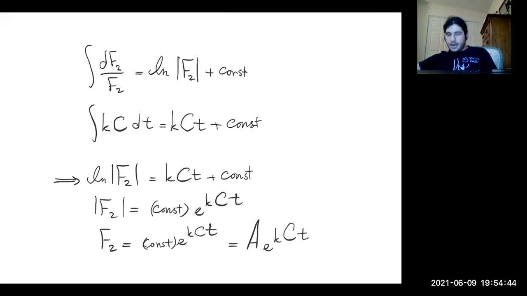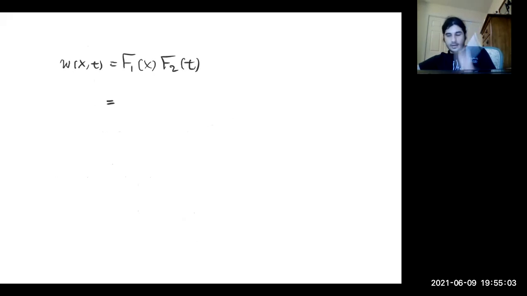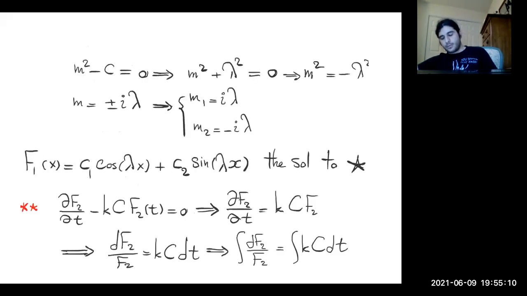Okay. Now, w was the product of these two things, right? So let's see. W of x and t was equal to f1 of x times f2 of t, right? So what was f1 of x? Let's recall we computed f1, right? We had f1 right here, c1 cosine lambda x plus c2 sine lambda x. That's f1.